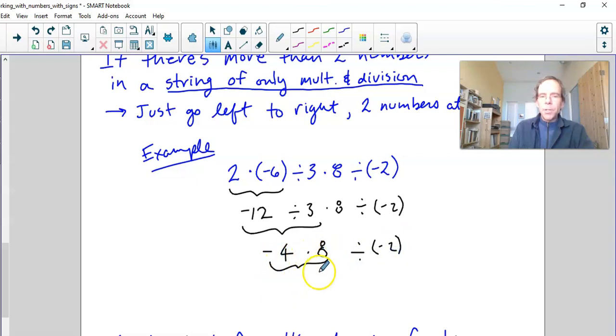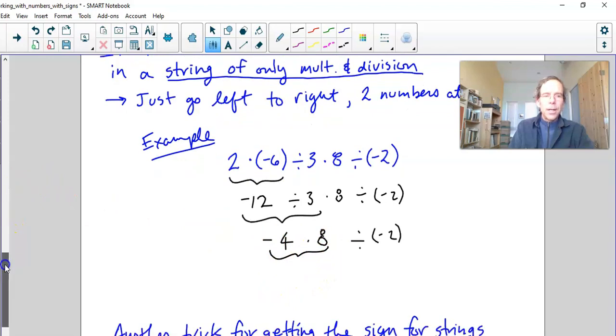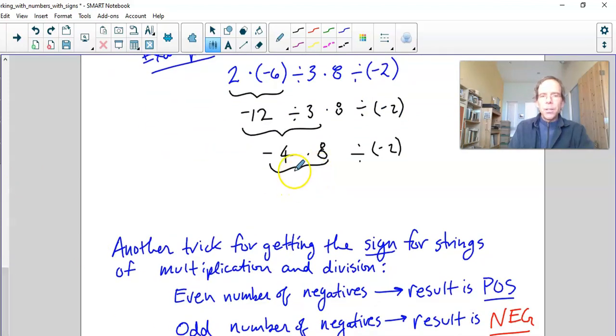Negative 4 times 8. Well, again, it's a negative and a positive, so the result's going to be negative, and the number is 32, right? So negative 32. And then we're dividing by negative 2. We're down to the last 2 numbers now. I should be putting little equal signs on each line to show that they're equal to the line above.